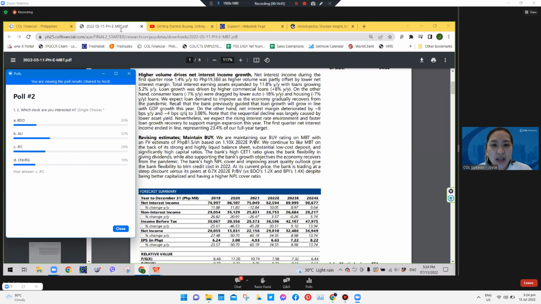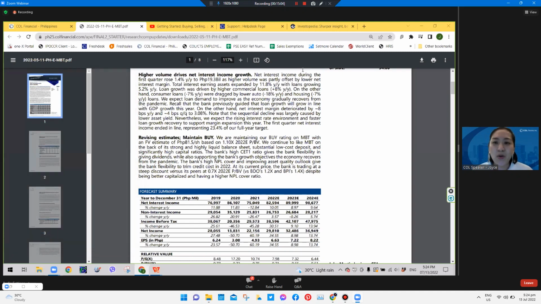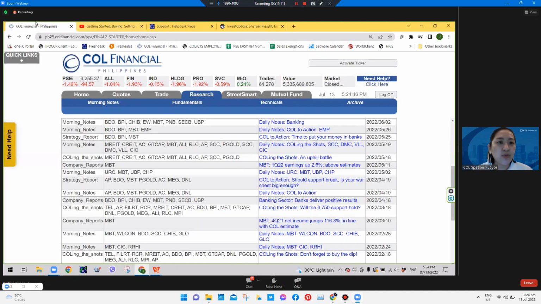Okay, so here, let me look at the poll too. It says here, okay, 32% says Ayala Land is what they're interested in. 28% for JFC, 20% for BDO, and 19% for Converge. Okay, this seems like a neck-to-neck race for all these 4 stocks, but let's go for Ayala Land. Okay. So for Ayala Land, okay, let's just close this report and let's go back here.